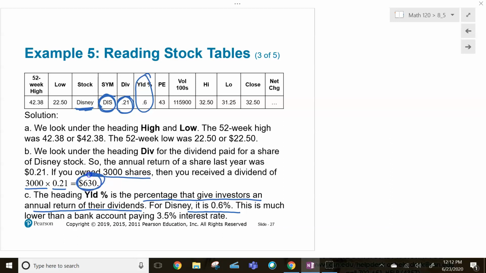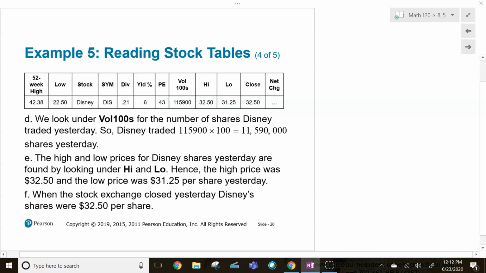So right, they made $630. I was like, it's equivalent to 0.6% if it was in a savings account. That's what Disney paid. So volume. Yesterday it looked like Disney had this much trading occur: 11,590,000, because it's that one times 100. It's volume in hundreds. That's how many shares were traded yesterday.